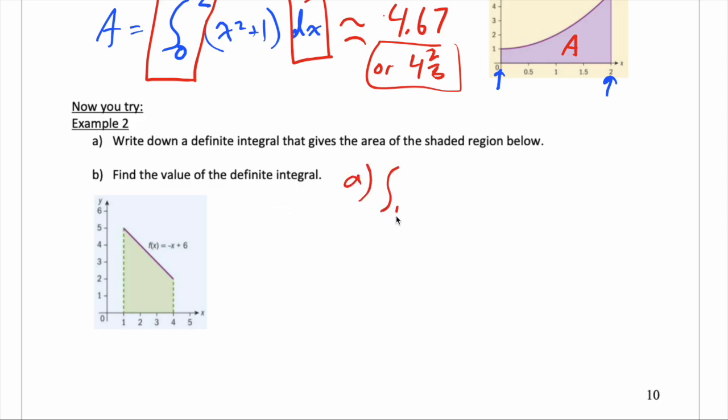Okay, that's starting with 1, and then 4, and then the function equation is given, negative x plus 6 dx. Okay, so going to type that into the calculator.